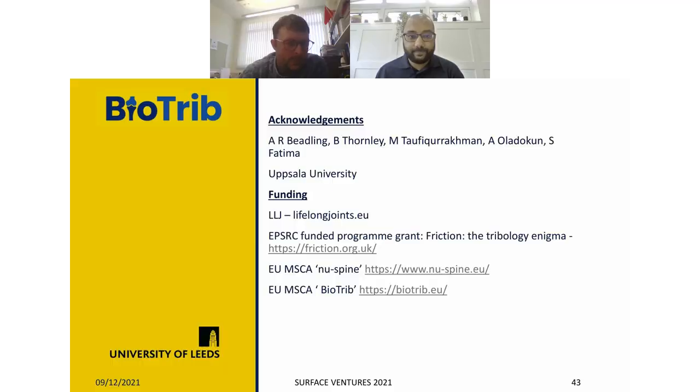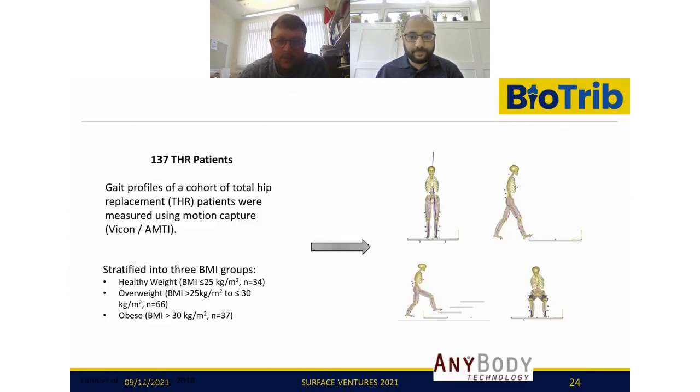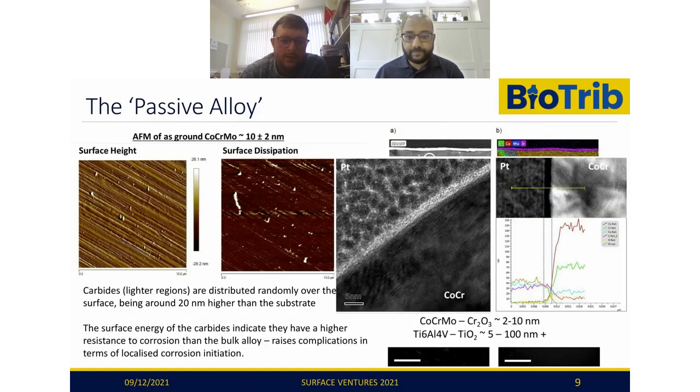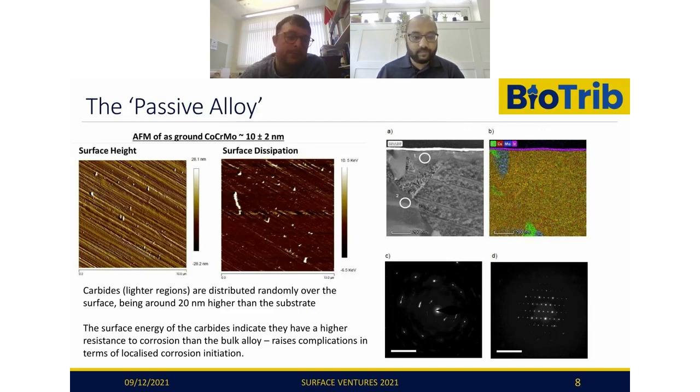Can you explain what the surface dissipation plot is telling you in AFM of the ground cobalt chromium on slide 8? Yeah. So I think the surface dissipation gives us an indication of the surface energy of that surface. Our analysis suggested that we had these localized areas which correlated with the carbide formation, where we have these higher surface energies. And essentially it becomes an important consideration when you're thinking about grain boundary bulk material interactions, and whether you potentially have any susceptibility for initiation of corrosion at that place, where you might have galvanic interactions occurring, an accelerated corrosion.